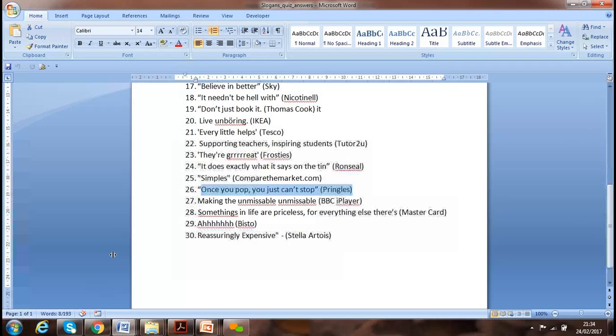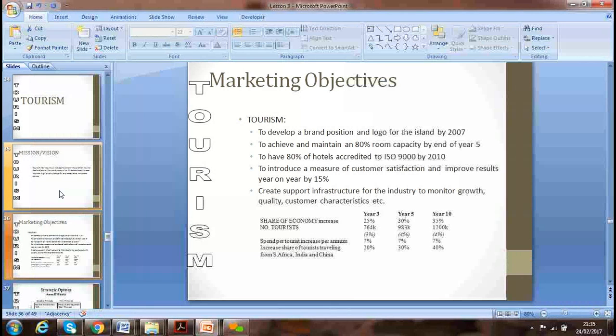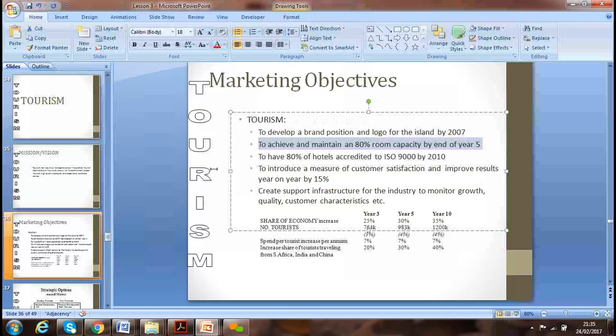Things discussed today. We already discussed a couple of objectives. These are some figures of the hospitality industry to develop the brand. This is about a case study which I'll send you, some findings on how to maintain 80% capacity. These are your marketing objectives: within 5 years we want to increase our capacity up to 80%. We want to be hotel accredited.